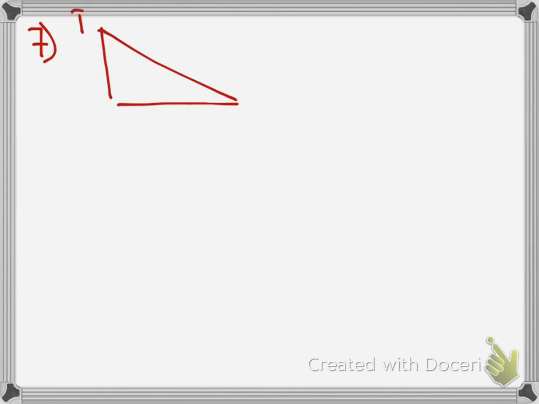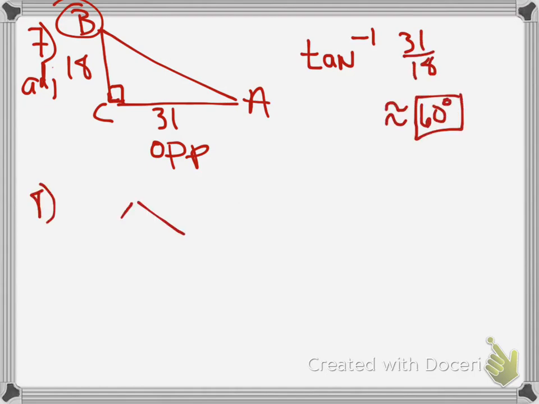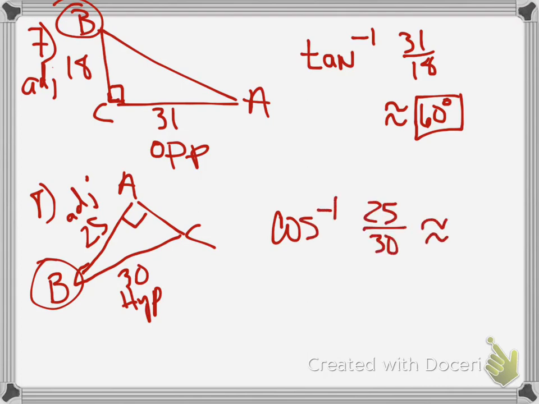So here's number 7. I drew number 7 because I just didn't feel like taking a picture of that one. We want to work on angle B. Notice here, I gave you two sides, which means I'm going to do some type of inverse. 31 is the opposite, 18 is the adjacent, so here I'm going to use tangent inverse. 31 over 18, when I press enter, I will get 60 degrees, with the degree symbol. Here is number 8, same thing, an adjacent and a hypotenuse, so I can type those in. Adjacent and hypotenuse is cosine inverse, and I would get my answer there.